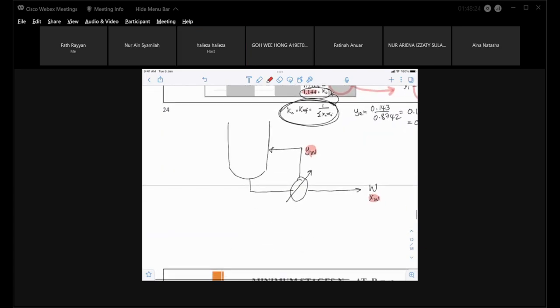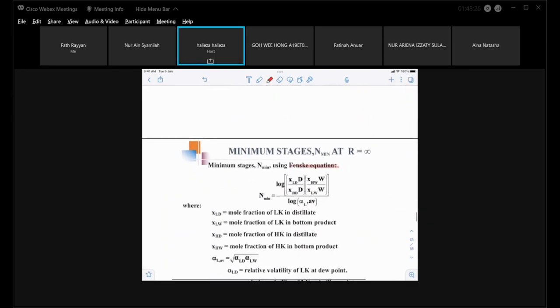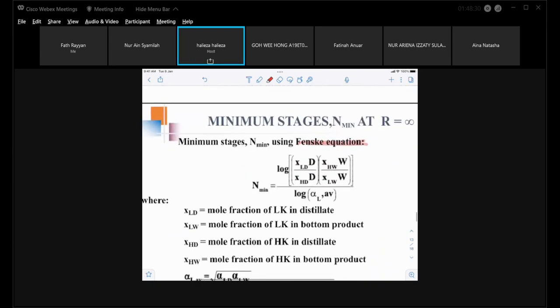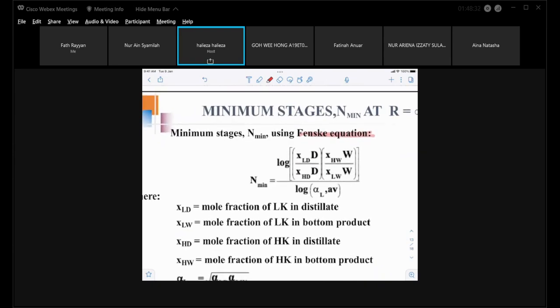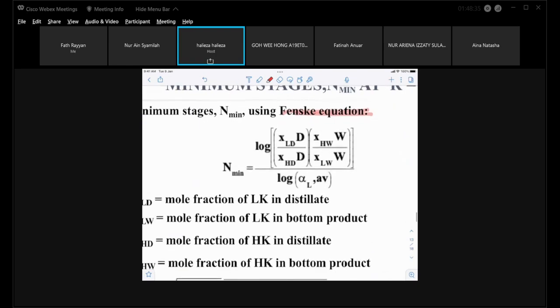Okay. For the final, the question for the final. Now I'm going to look at how to calculate the minimum number of stages. If you look at this equation, I can cancel the distillate there, and the W there, and the W there.